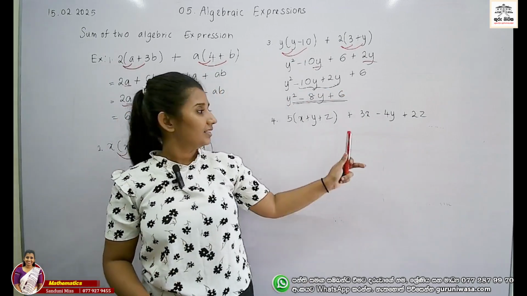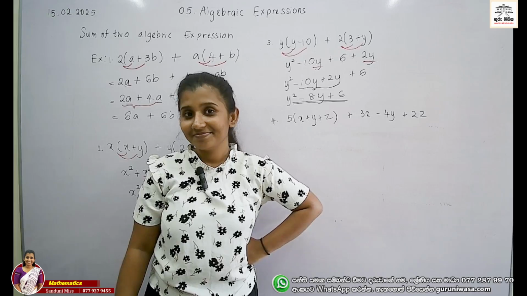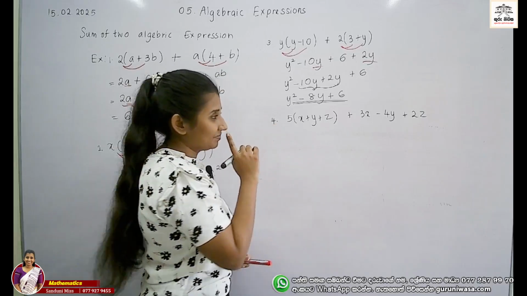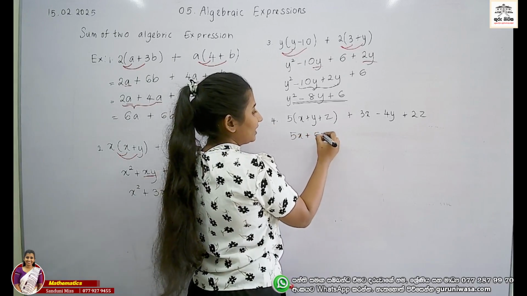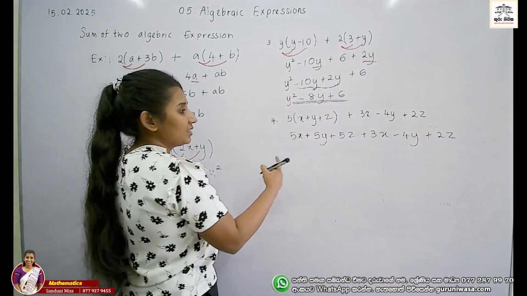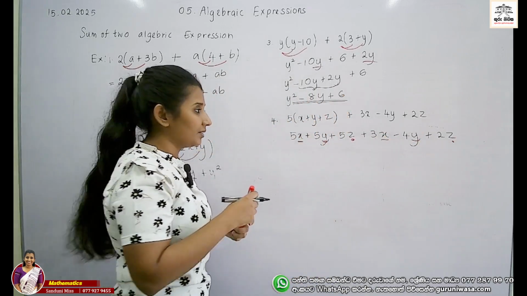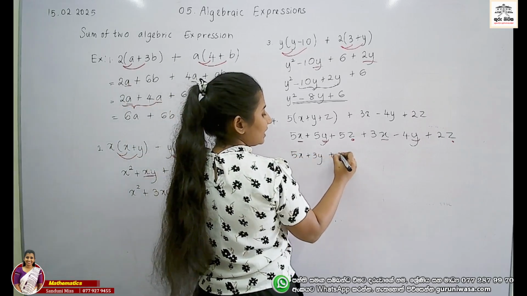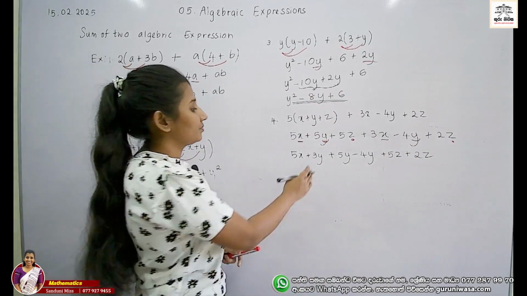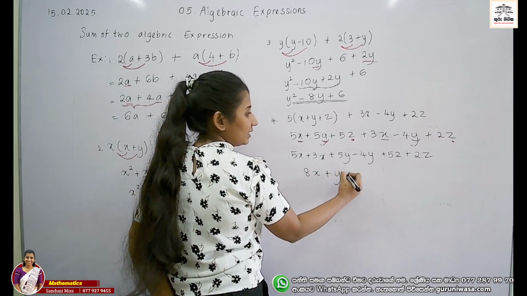Okay. Right. Last one. Yes. Stella. Akila. 8x plus 1y plus 7z. Right. We'll see. 5x plus 5y plus 5z plus 3x minus 4y plus 2z. So we'll take the like terms, x terms together, y terms together, and z terms together. So 5x plus 3x, plus 5y minus 4y, plus 5z plus 2z. 5x plus 3x is how much? 8x plus 1y plus 7z.